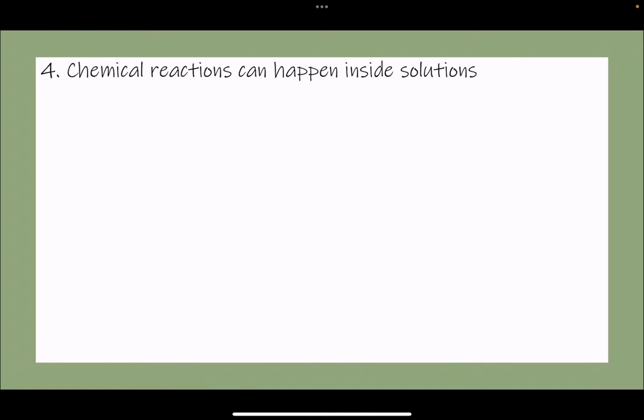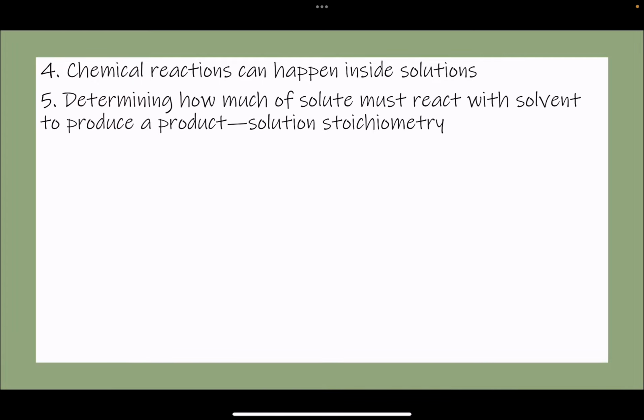Our focus for today is on chemical reactions which occur inside solutions. Whenever we want to determine how much of a solute must react with a solvent to produce a product, we must use solution stoichiometry. In such instances, the solute and solvent are both reactants.